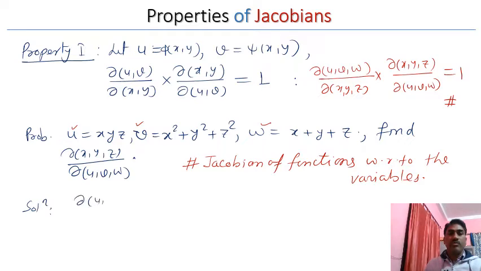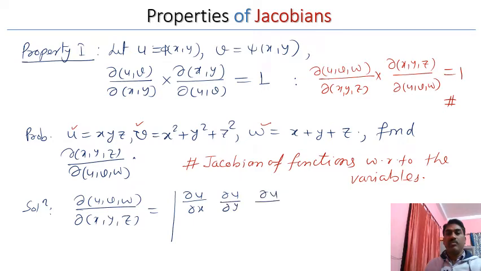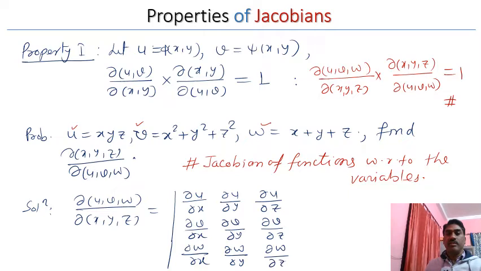Solution. The Jacobian of u, v and w with respect to x, y and z is equal to the determinant with rows: del u by del x, del u by del y, del u by del z; del v by del x, del v by del y, del v by del z; and del w by del x, del w by del y, del w by del z. So this is the Jacobian that we are going to compute. So what will it yield? Del u by del x is yz, del u by del y is xz, and del u by del z is xy.